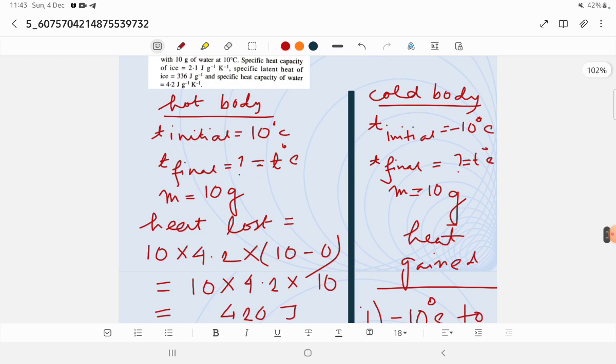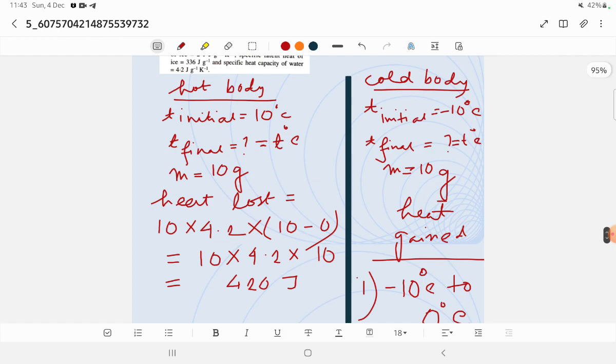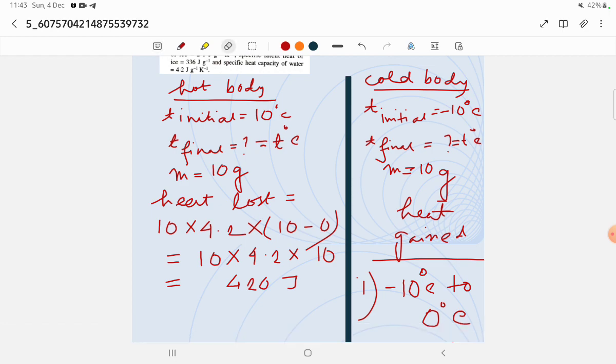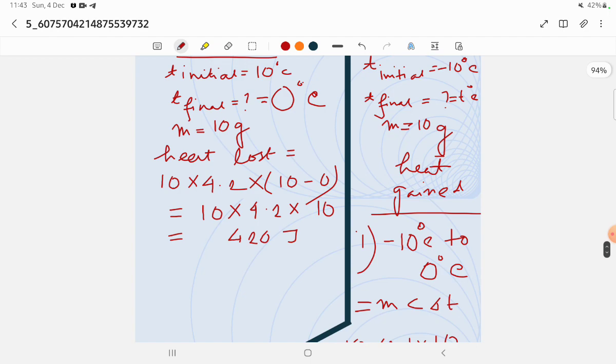Initially my hot body's temperature was given as 10 degrees centigrade, and T final will be T degree centigrade. We don't know what the final temperature will be. First we consider the heat lost, that is 10 degrees centigrade water going to 0 degree centigrade water. So let us write here 0 degree centigrade, because first we will do that change, 10 degree to 0. This is the amount of heat energy released.